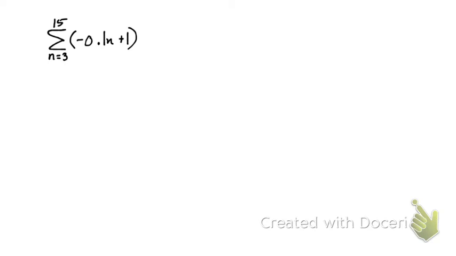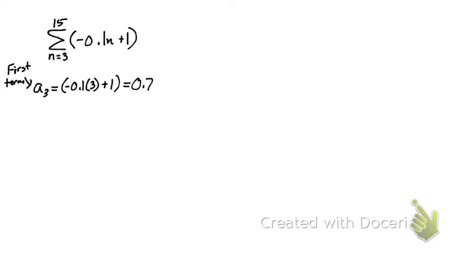If we look at where this starts, it says start at 3. So although I'm going to write a sub 3, that still stands for my first term. So a sub 3 is still our first term. We're plugging 3 into this, which would be negative 0.1 times 3 plus 1, and that gets me 0.7.